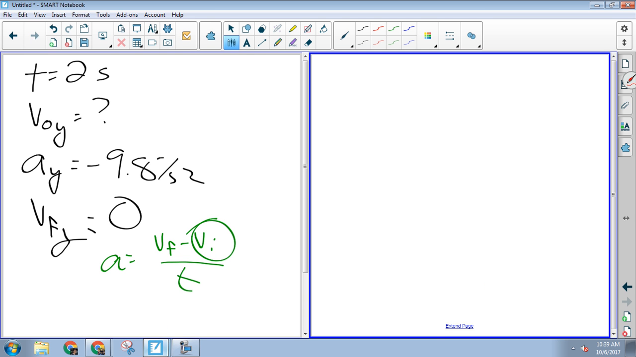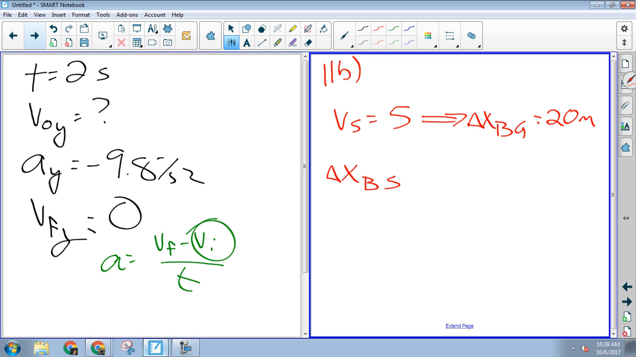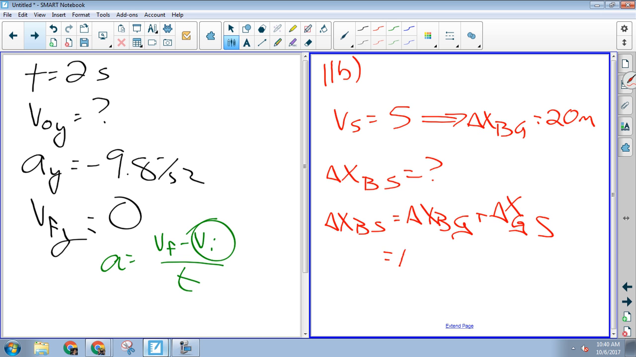All right, so to do 11B, here's what I know. Based on the graph, if VS is 5, then the displacement of the ball relative to the ground is 20. Right? So how do I find the displacement of the ball relative to the sled? The displacement of the ball relative to the sled is the displacement of the ball relative to the ground plus the displacement of the ground relative to the sled. I'm making this more complicated than I need to because I haven't had enough coffee today. So this is the displacement of the ball relative to the ground minus the displacement of the sled relative to the ground.